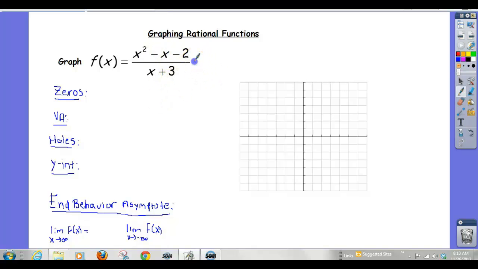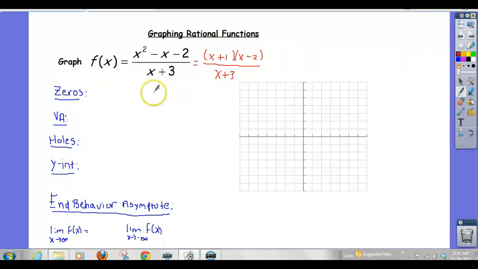The first thing we want to think about is factoring. Factoring the top and the bottom, that's how we get all our information. So the bottom's done, and when we factor the top, we get (x - 2)(x + 1). Okay, so far so good. So now we look at our function and try to identify what the key pieces are.